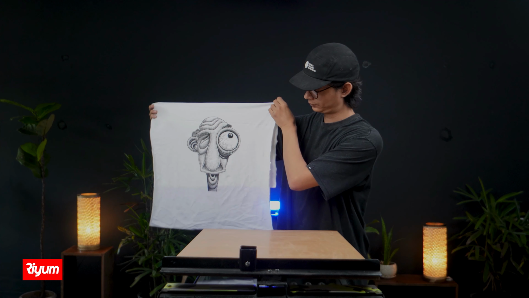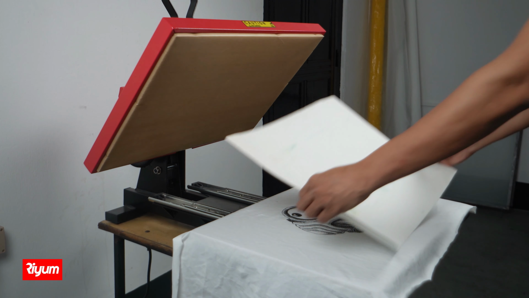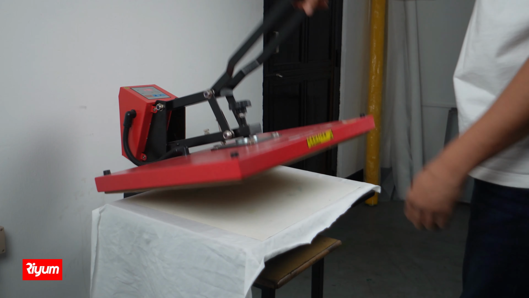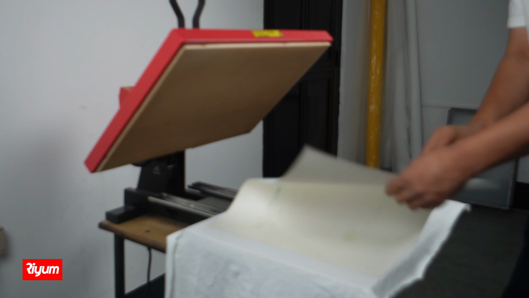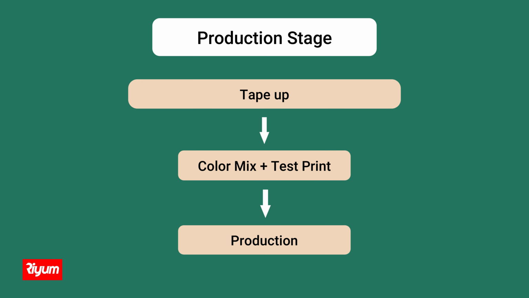After the production or during the production, we need to cure the ink. So we use a special machine to cure the ink. And finally, we fold and pack. Once everything goes well in the pre-production stage, I think the production stage is the most fun part.